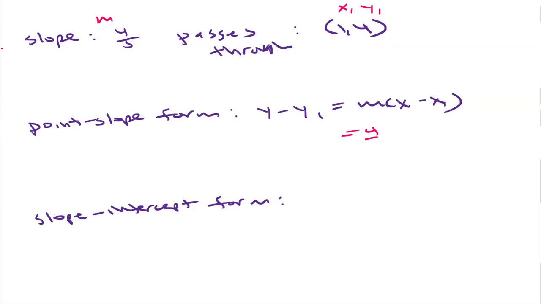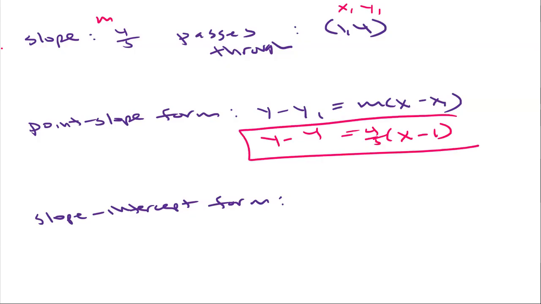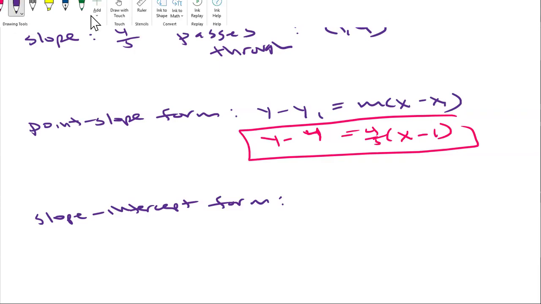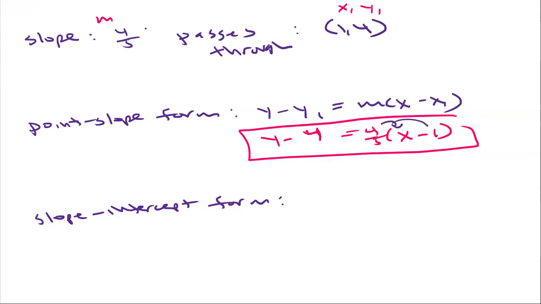So we have 4/5 times x minus x1, which is 1, and then y minus y1, which is 4. Okay, so if they wanted the answer in point slope form, we're done. This is it. That's our answer in point slope form. Now, if we want to transfer it to slope intercept form, we can easily do that. We can just multiply the 4/5 to each term and then bring over the minus 4.